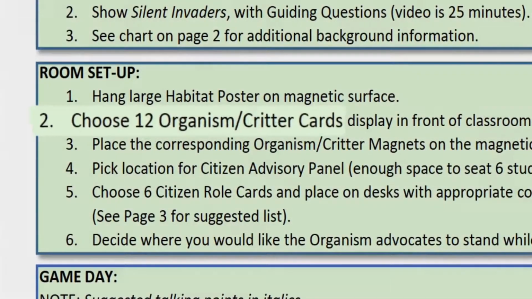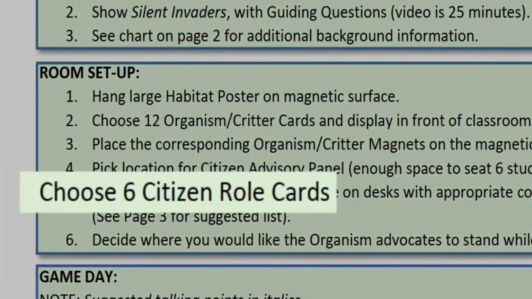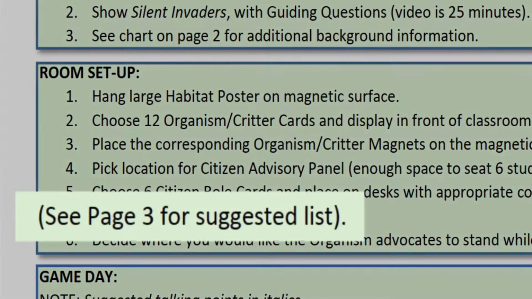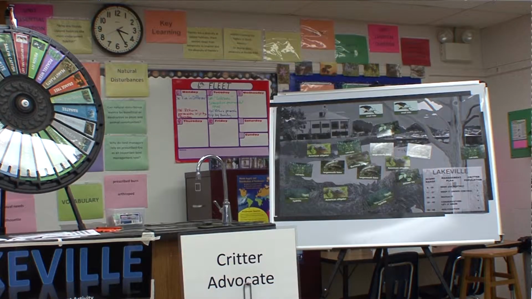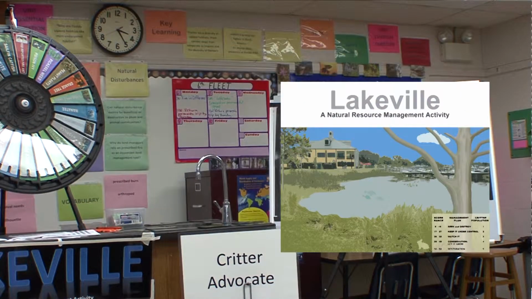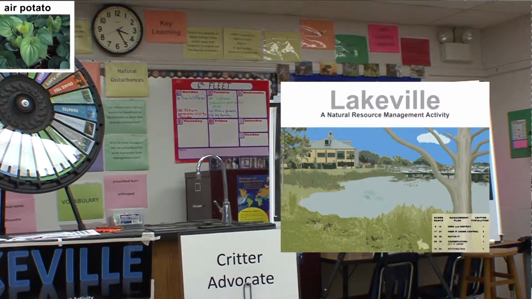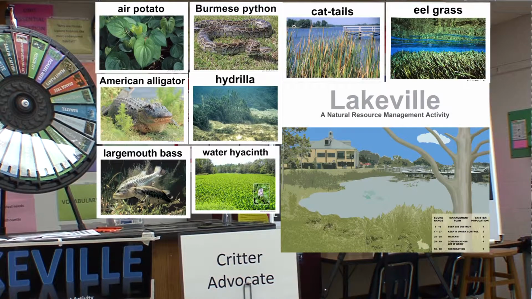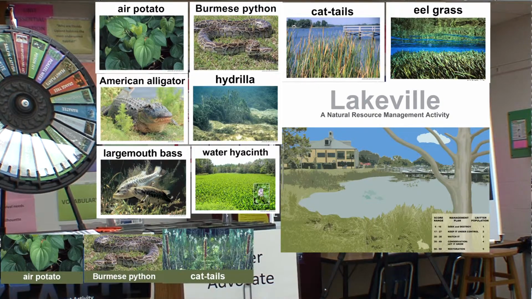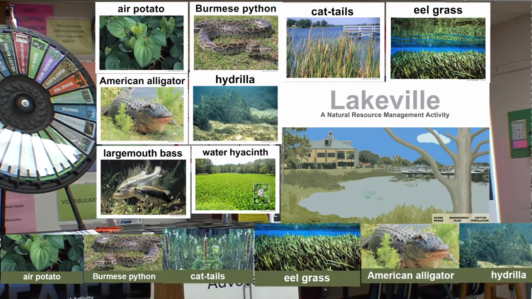To speed up prep time, choose 12 critters and 6 citizen roles out of those that are available. Page 3 of your Quick Start has suggestions as to which ones you should choose. First, we need to set up the Lakeville ecosystem, represented by this habitat poster, and then display the critters you have chosen at the front of the room. We also need to pull the matching critter magnets from their case and have them easily available by the poster.